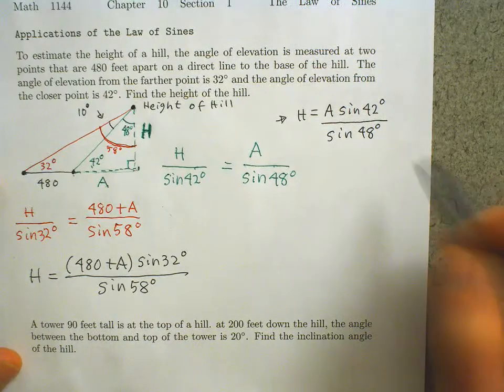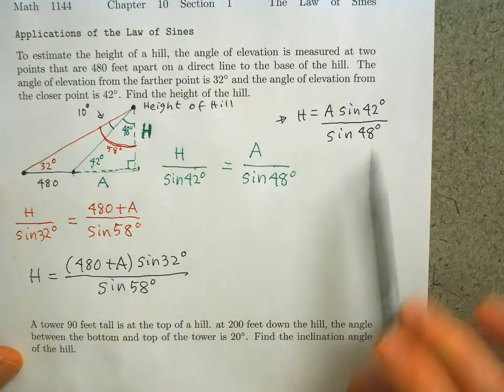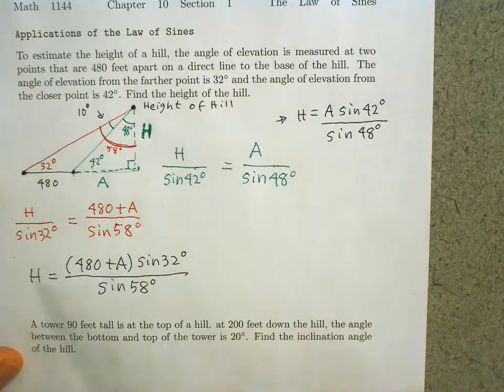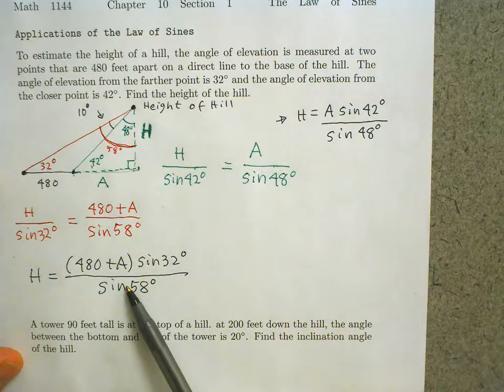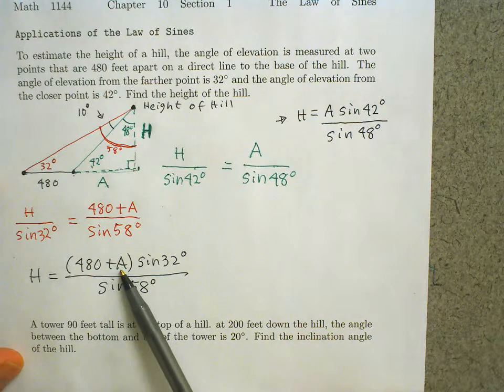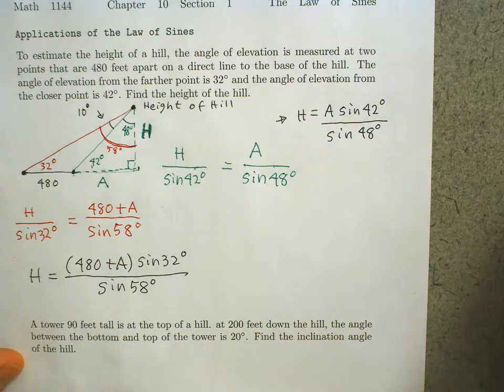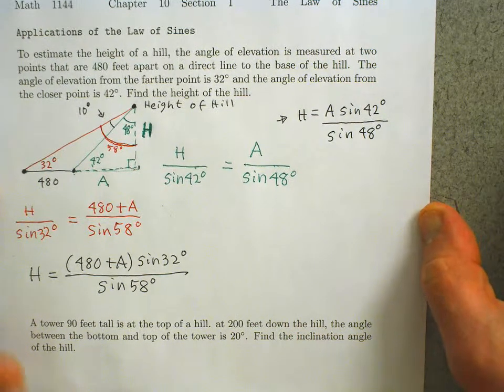Okay, so what we would do next, since we have two expressions that are each equal to H, we set them equal to each other, and then we can solve for A, and once we know what A is, we can use either of the two other equations to solve for h.